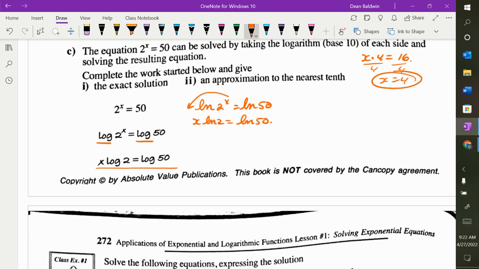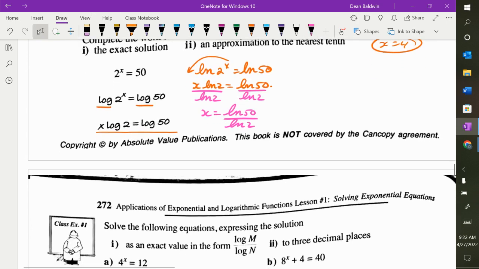This is the exact same thing. Natural log of 2, or log base 10 of 2, is some number. It's a decimal, but it's a number. So we do the exact same thing. To isolate x, I divide both sides by the natural log of 2. So I get x is equal to the natural log of 50 over the natural log of 2. And if you're doing it with the logs base 10, let's write it down here. x is equal to log 50 over log 2.